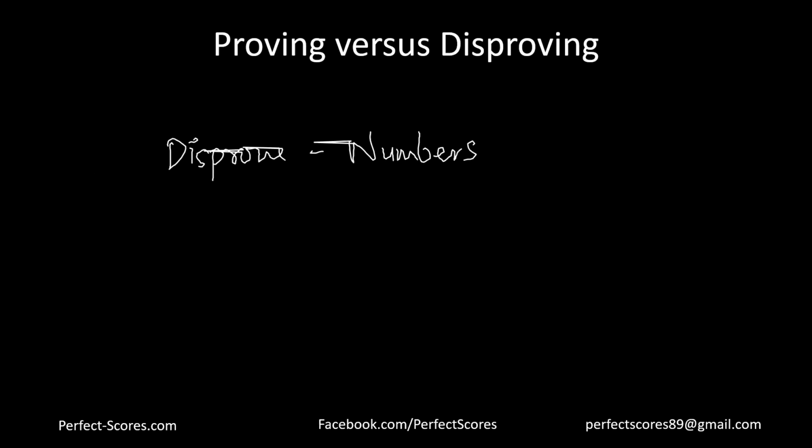And if you're trying to prove something, you should always use algebra or math. So disprove using numbers and prove using algebra. That should be the mantra, because you can never prove using numbers. Because let's say if x is an integer, what is the value of x?